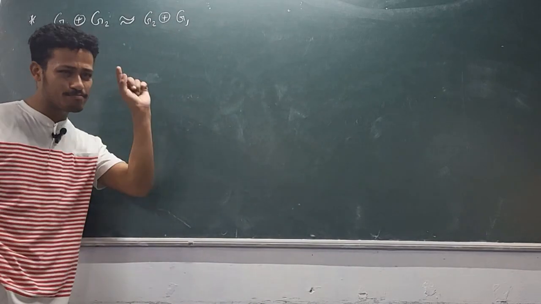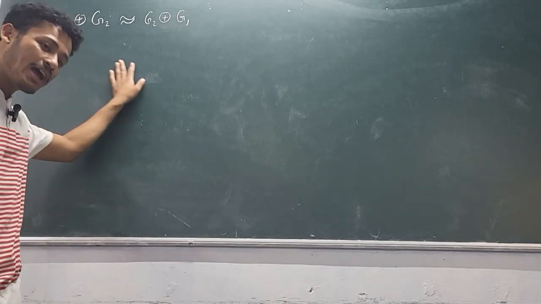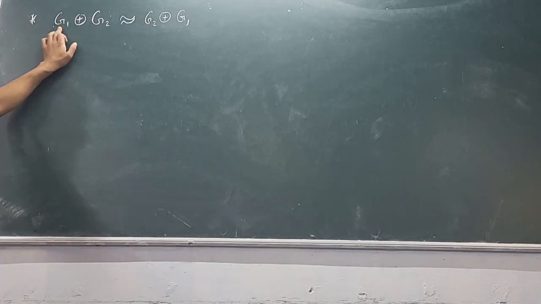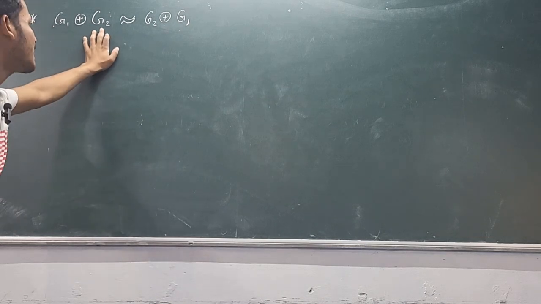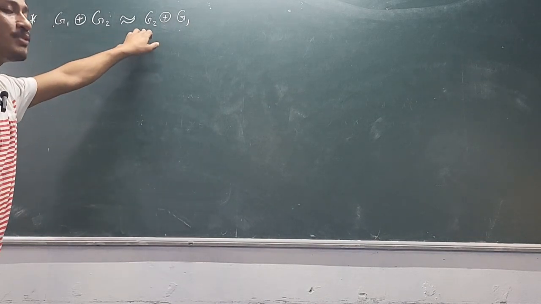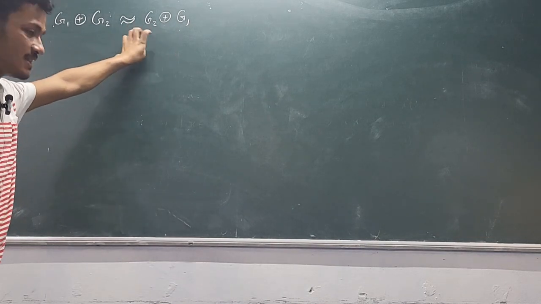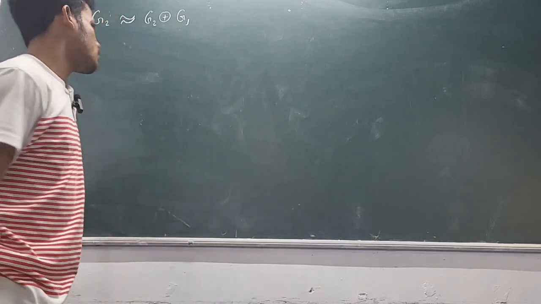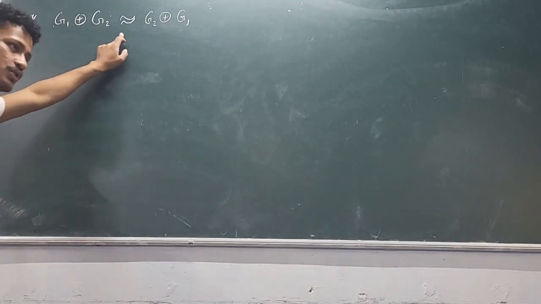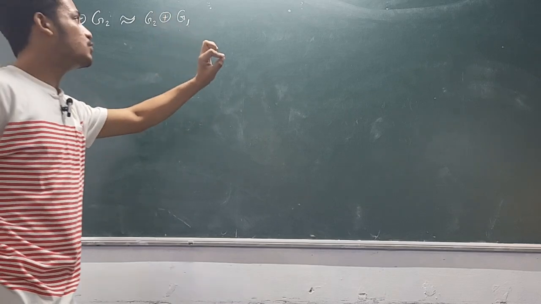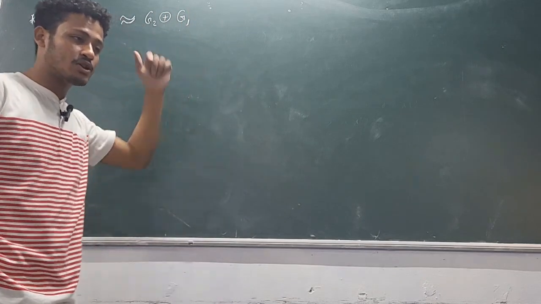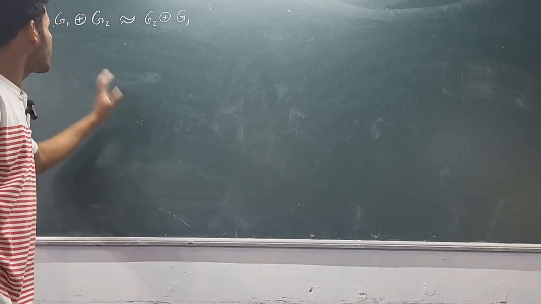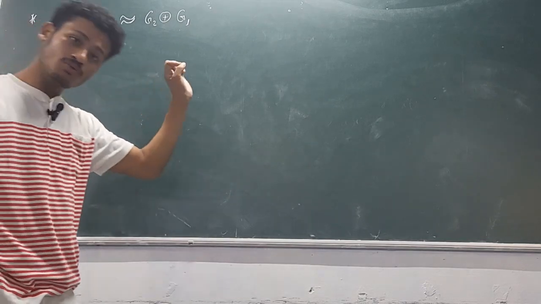Hello students, this is a very easy question. We have to prove that the external direct product of the groups G1 and G2 is isomorphic to the external direct product G2 and G1. So G1 external direct product G2 is isomorphic to G2 external direct product G1. How to prove this? Where G1 and G2 are two groups.